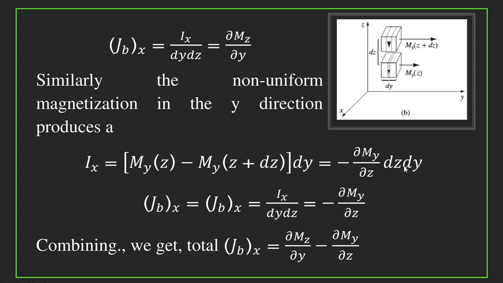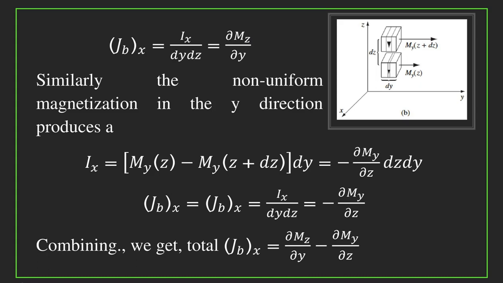Now this much amount of current is passing through an area of dz dy. Therefore, current per unit area is Ix by dy dz, which is equal to minus ∂M/∂z. So we see that the total surface current towards the x direction is due to the non-uniformity of magnetization along the y direction and magnetization along the z direction. Combining these two results, we get Jb of x equal to ∂Mz/∂y minus ∂My/∂z.